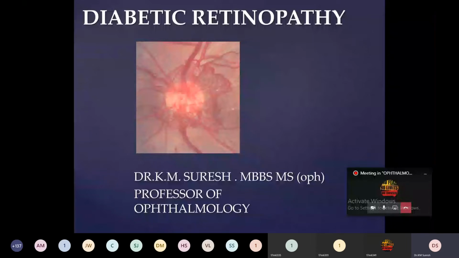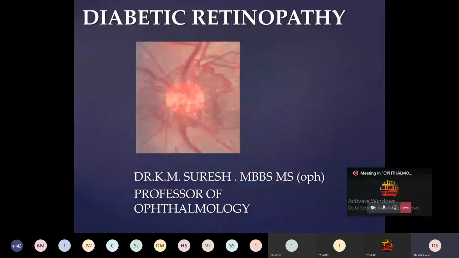I think as far as the anatomy of the retina is concerned, I had sent a recorded PPT. I think you must have all gone through it, because knowing the basics of nomenclature that is used for naming various parts in the retina is very much important in studying this particular topic, which is very important clinically.